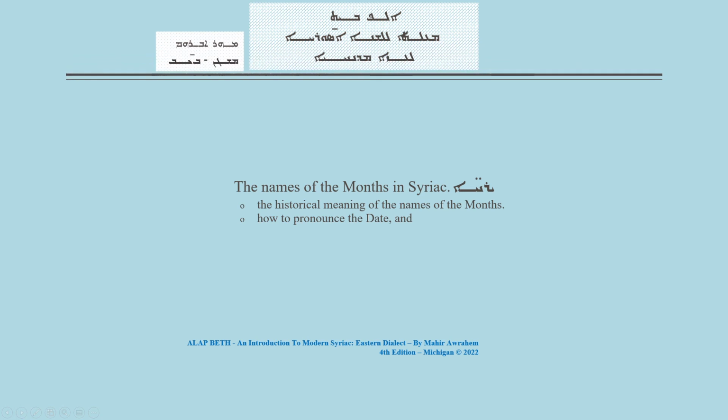How are we going to say the months and the meaning of each month in Syriac? The historical meaning of the names of the month. And how we're going to pronounce the date. We already learned the numbers, and how we read the year. The only thing we still miss to read the full date is the month. So today, after we finish this one, we're going to be able to read the whole date.